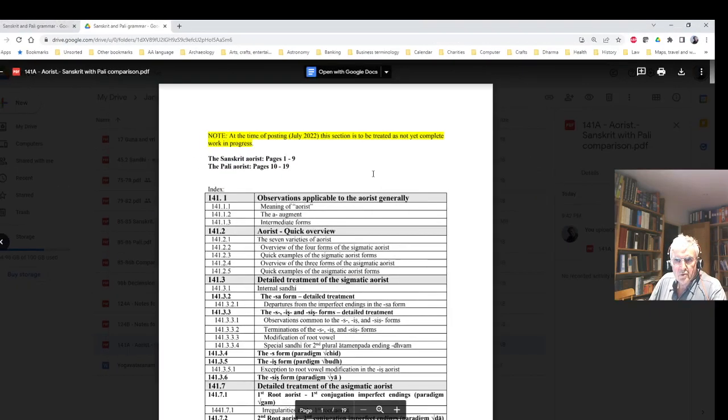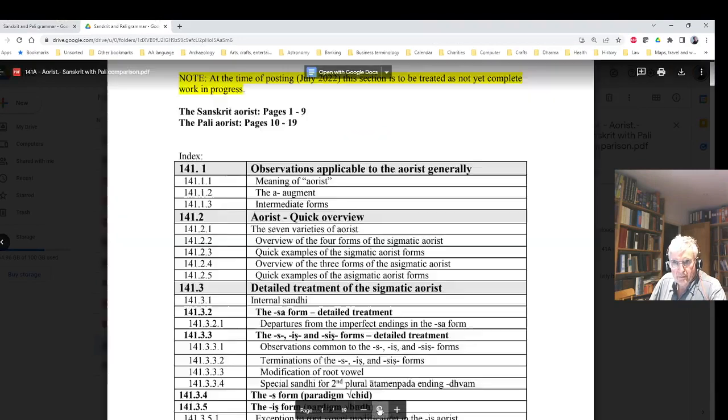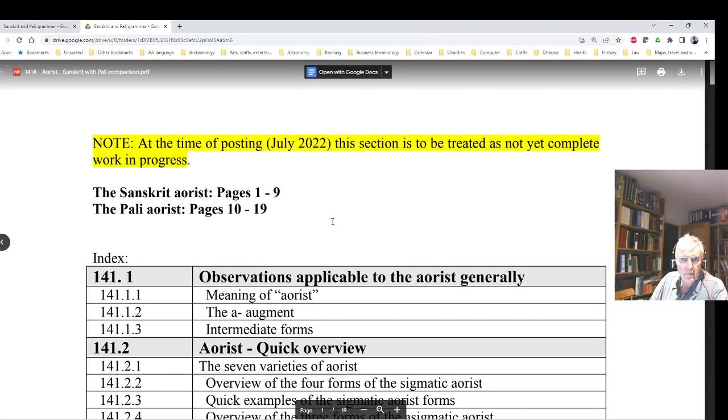For those of you who haven't spotted, or a reminder, why is it called 141? It's simply because, for ease of reference, we've got all sorts of different grammars in Sanskrit and Pali, all with their different paragraph numbering, section numbering, and so on. Just so that I can have one coherent system of numbering in which we can choose as a template for hopefully the whole of Sanskrit and Pali grammar.